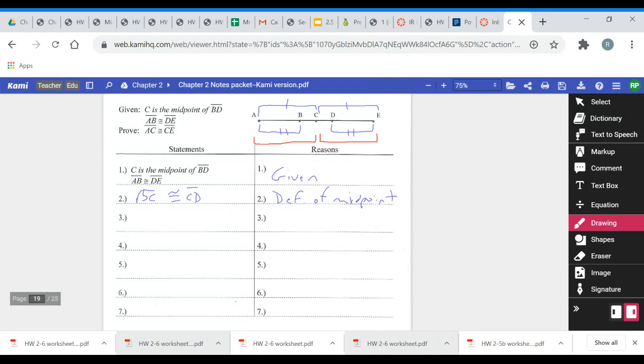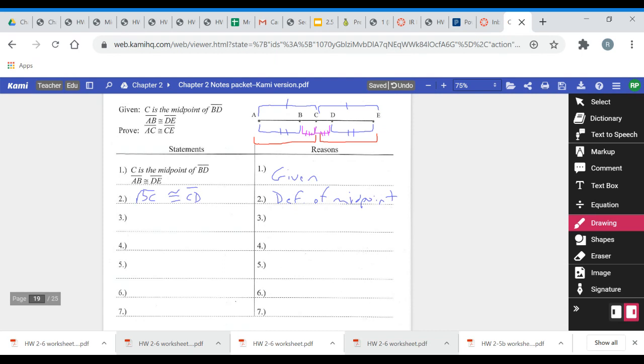Okay, and if I find something out as I go, I want to mark it on my picture because that might help me find the next thing. So I just said BC is congruent to CD, and I'll put 3 marks on it. 3 marks on it.